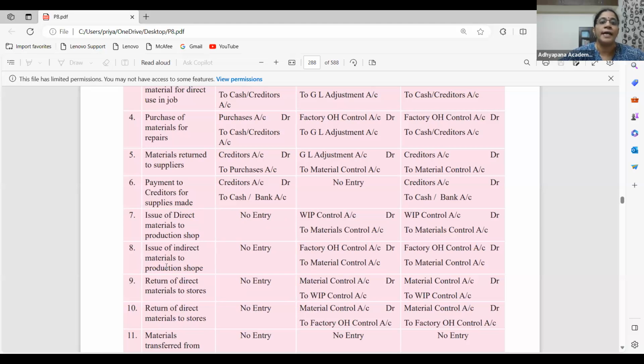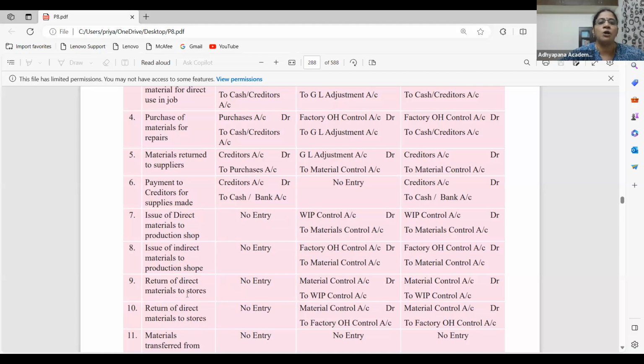Then issue of indirect material to production shop. What is indirect material? It is factory overheads. So the entry will be factory overhead control to material control. Debit where it goes in, credit where it goes out. So it is factory overhead control to material control. The same entry will repeat under integrated accounting.